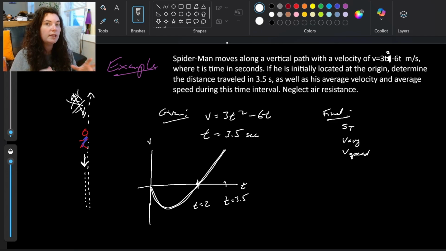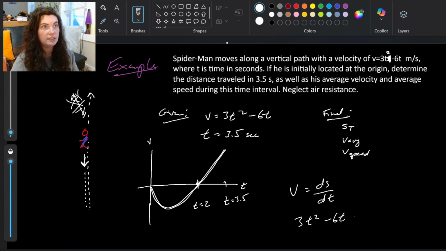So what's really important to note there is if you don't recognize that this is a quadratic formula, that this is a parabola, that you're going down and coming back up, then what you might have done is integrated, right? Because we were looking for our position. We're looking for that distance traveled. You may have integrated this velocity equation with respect to time. The integral of 3t squared minus 6t dt is going to give us our position.